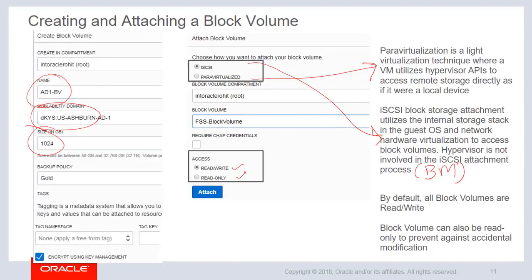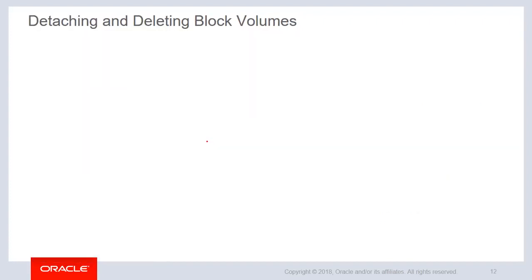There is also something called CHAP credentials. CHAP stands for Challenge Handshake Authentication Protocol, and if you click this option here, CHAP credentials, iSCSI uses this security protocol to communicate between the volume and the instance. So if you're concerned about a higher level of security, go with CHAP credentials and you can leverage that feature.